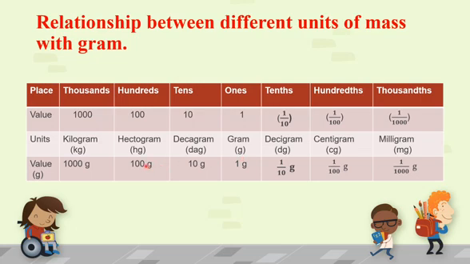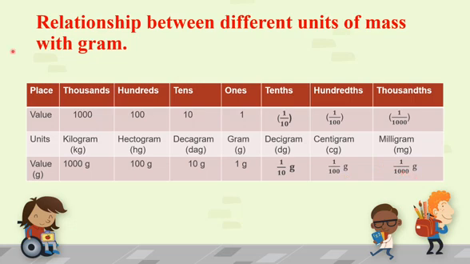So here hectogram is in the hundreds place, so 100 gram. Decagram is in the tens place, so 10 gram is the value. Then you have gram in the ones place, so 1 gram. Decigram is in the 1 by 10th place, so 1 by 10th gram. Centigram is in the 1 by 100th place, so 1 by 100th gram. And milligram is in the 1000th place, so 1 by 1000th gram.